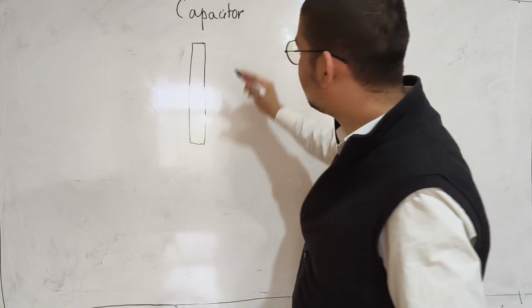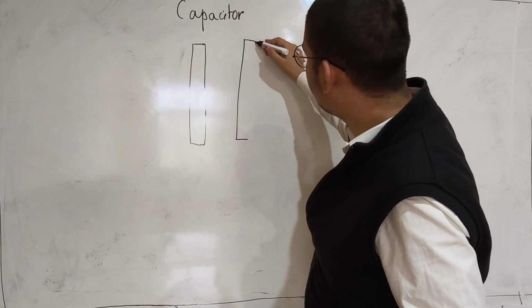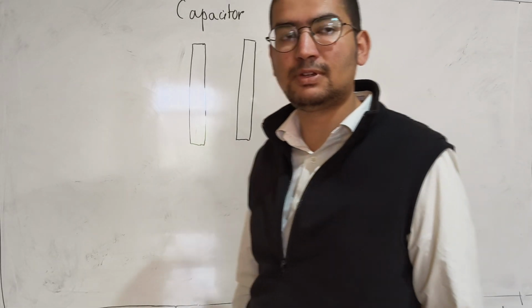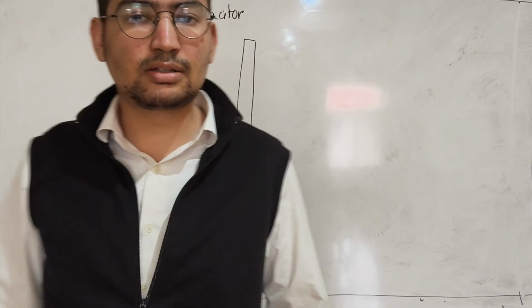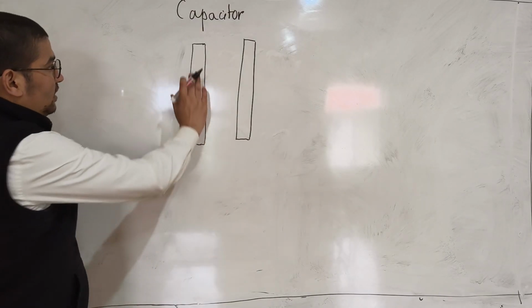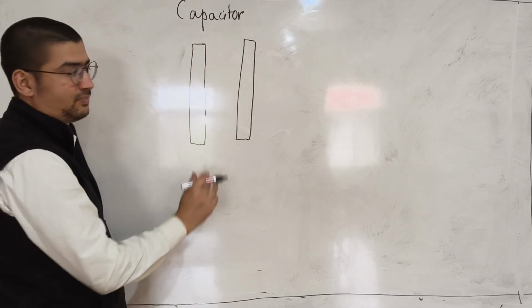There are two plates which are parallel to each other, somewhat like this. Such a capacitor having two parallel plates is called a parallel plate capacitor. So the plates here are of equal length and equal area.